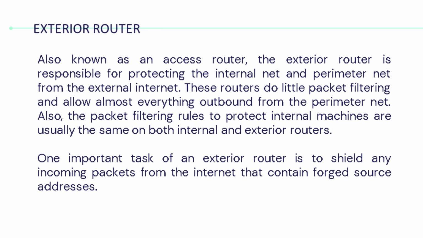Exterior router, also known as an access router. The exterior router is responsible for protecting the internal net and perimeter net from the external internet. These routers do little packet filtering and allow almost everything outbound from the perimeter net. Also, the packet filtering rules to protect internal machines are usually the same on both interior and exterior routers. One important task of an exterior router is to shield any incoming packets from the internet that contain forged source addresses.